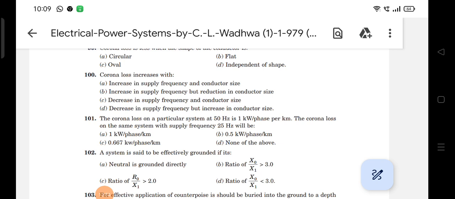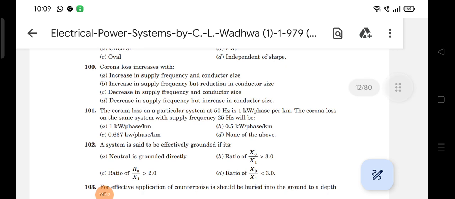The corona loss on a particular system at 50 Hz is 1 kilowatt per phase per kilometer. The corona loss on the same system with supply frequency half is? Okay, what is given here? At a particular frequency, corona loss is given. What is the corona loss if frequency is half?